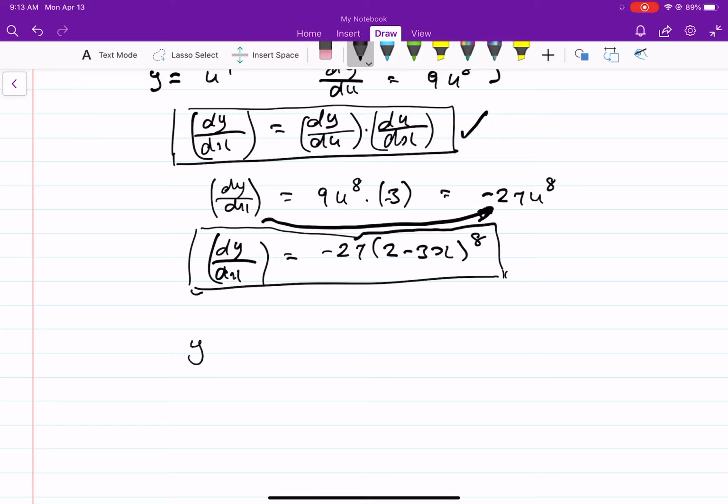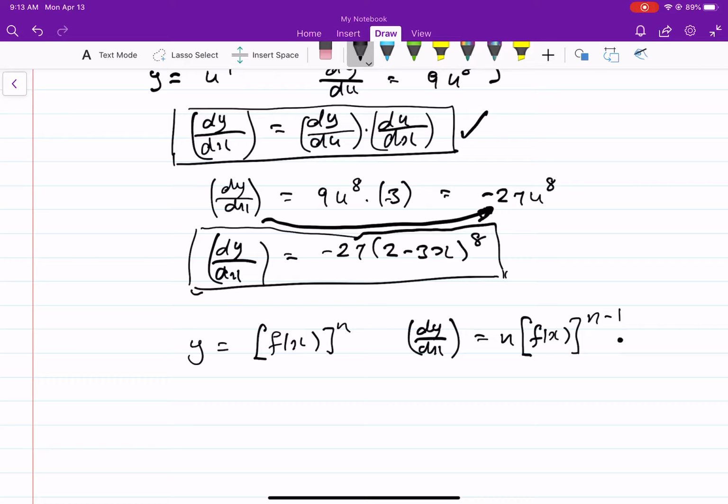If y is equal to some function of x raised to a power, then dy dx is equal to, you drop the power, n, write back the function, f of x, subtract 1 from the power, n minus 1, and then you multiply it by the derivative of what's inside the bracket.